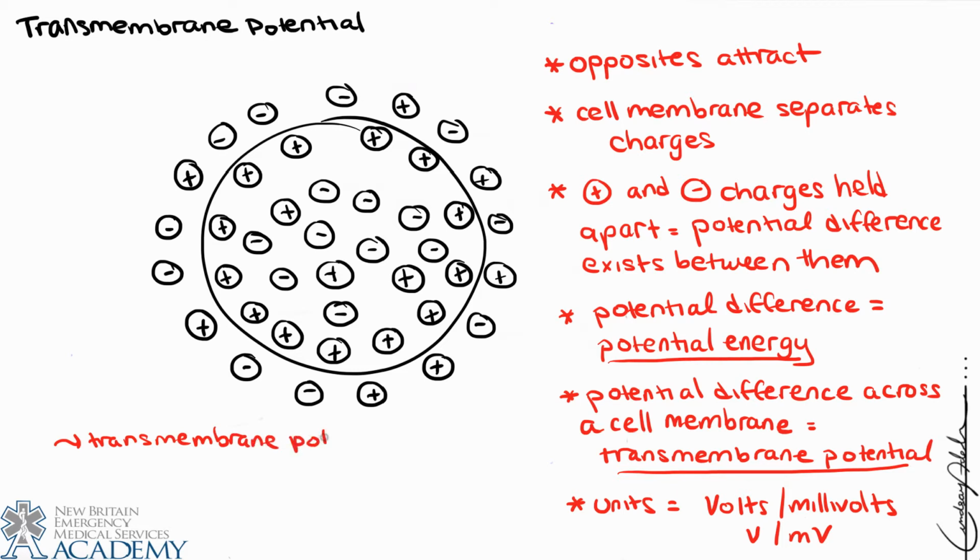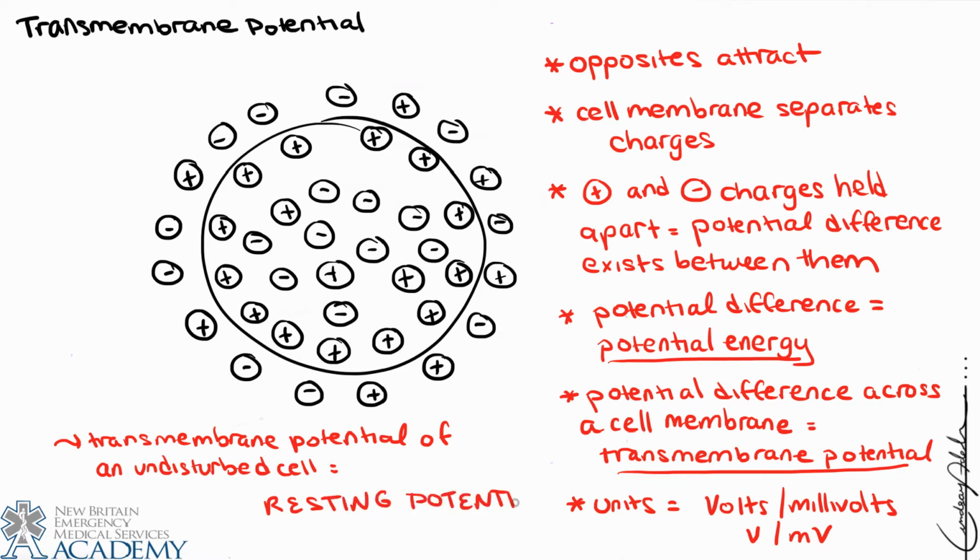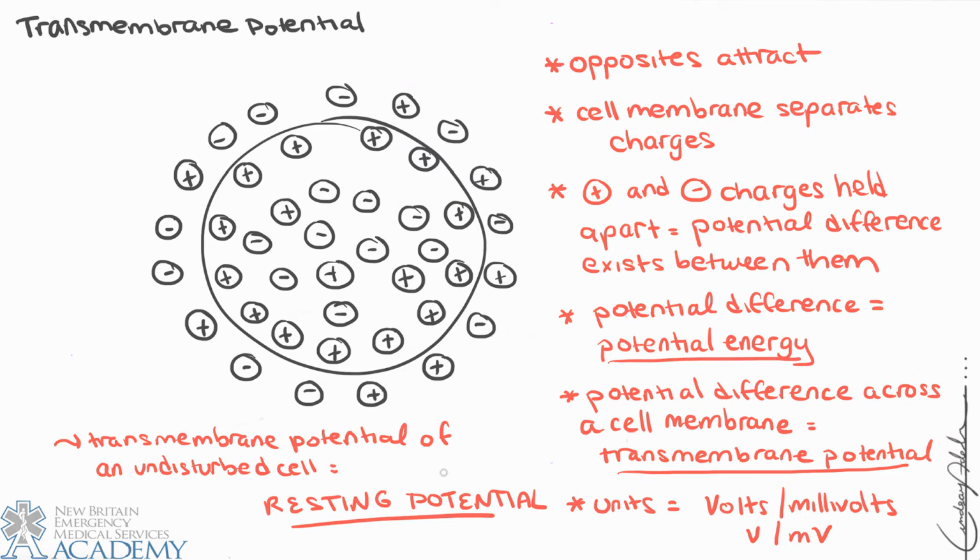The transmembrane potential of an undisturbed cell is called the resting potential. We make a point of mentioning that because the cell's not always going to be at rest. We have this idea of excitable cells that have massive changes in membrane potential, and we're going to talk about how that happens. So when the cell is resting and not doing anything, there's no net movement of charge, and we can generally classify it as the resting potential for that particular cell.